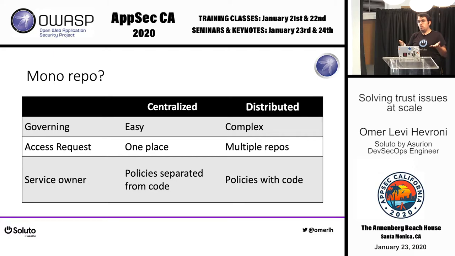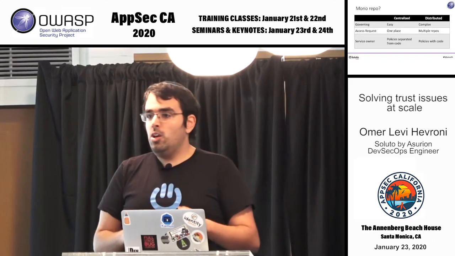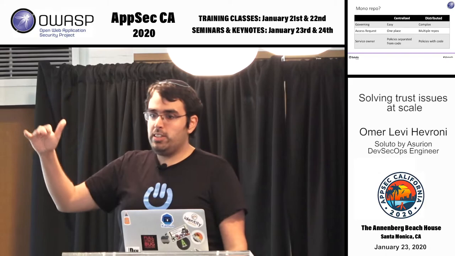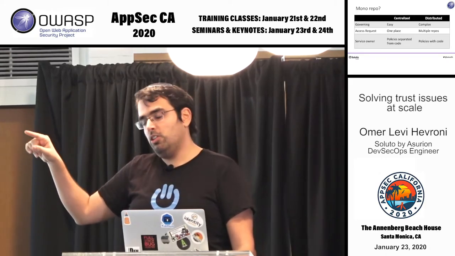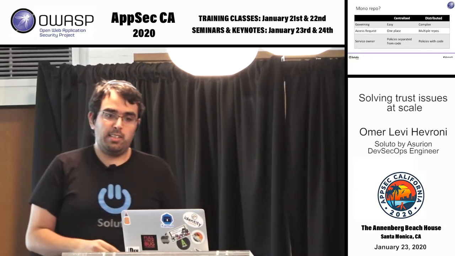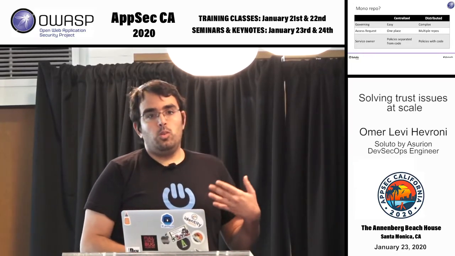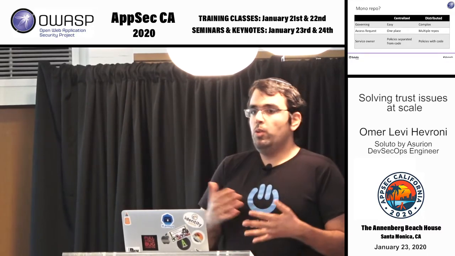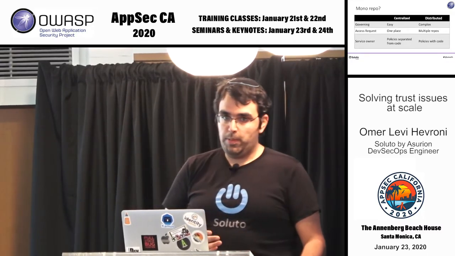For example, if you have one centralized repository with all your policies, it's a lot easier to govern it, and access request is a lot easier. You don't need to figure out where the service repo is. You have one repository, you need to open a PR for each service you need. You don't need to look through all the repositories in the company to request access. On the other hand, you split the repositories away from the code, which might not be that good for developers.